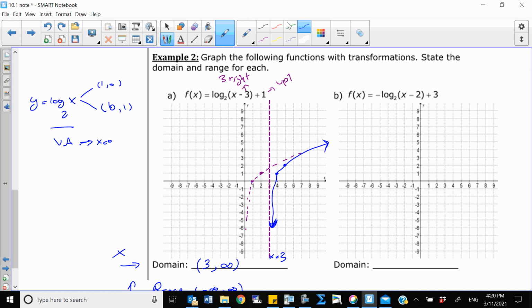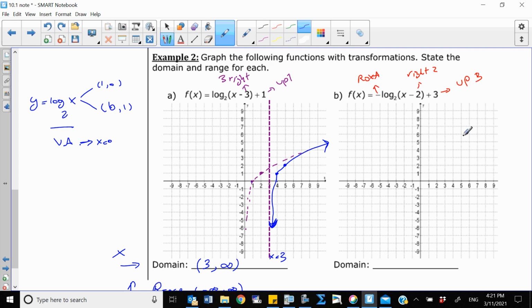Now let's work on this one. On this function, we have a reflection over x-axis because of this negative. Then we are moving right 2 because we subtract 2 from x. And then we are moving up 3.